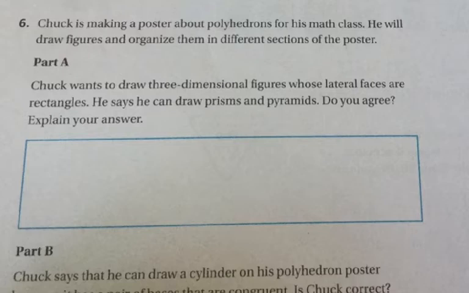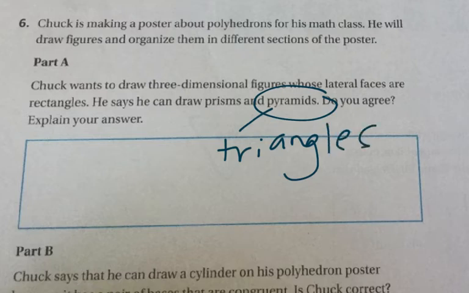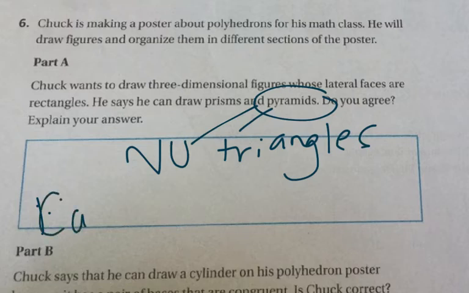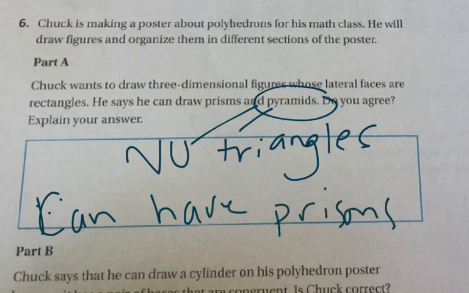He can't draw a pyramid if there's lateral faces, because a pyramid's faces are triangles. So the only thing he can include, no pyramids, but he can have prisms. And you didn't know because there are no triangle faces on a prism.